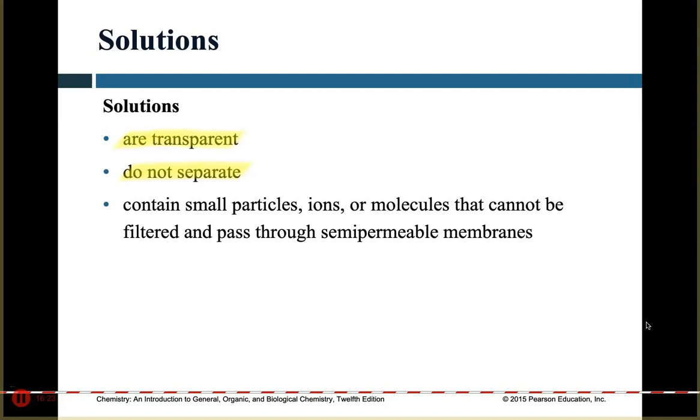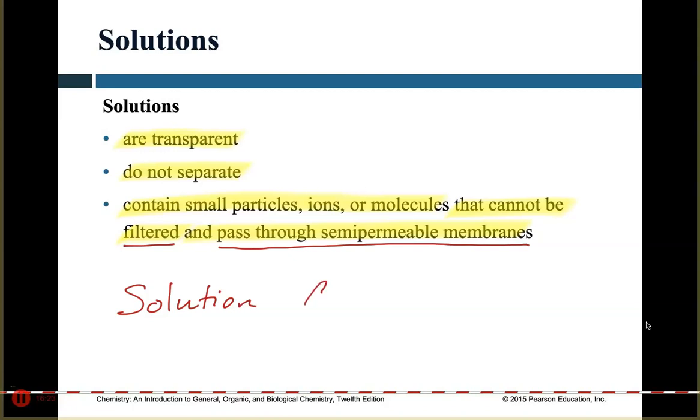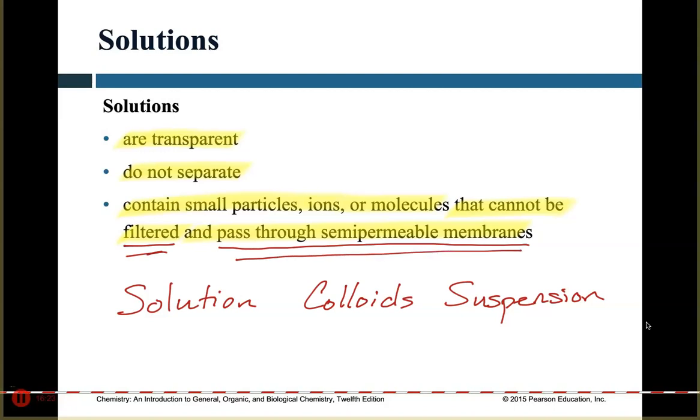So solutions, by definition, contain small particles, ions, or molecules that cannot be filtered or pass through a semi-permeable membrane. For us, this kind of increases the complexity of what we're talking about. These are the two definitions we're going to use for determining if something's a solution, versus two new terms we're going to cover, which are colloids and then suspensions. And it will be these two, filtering and semi-permeable membranes, which we'll define in a little bit, that are going to allow us to determine, is it 1, 2, or 3?